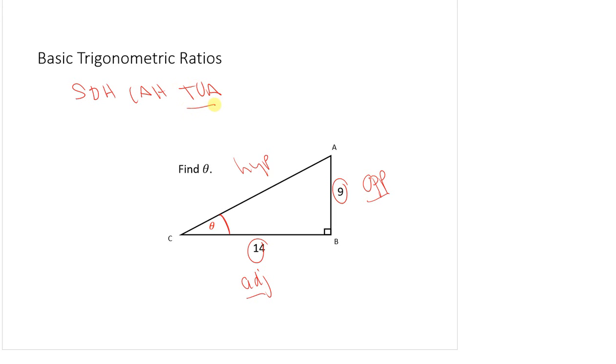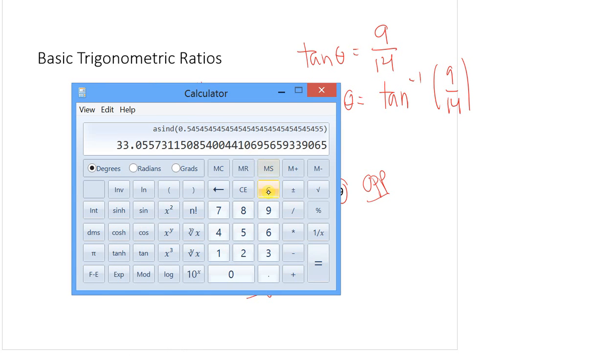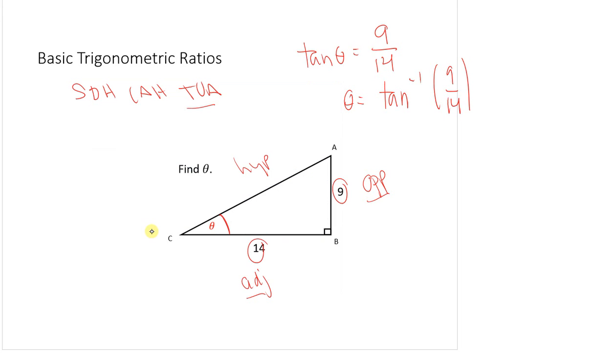So we're going to use, in this case, tan. Tan theta equals 9, which is the opposite side, over 14, the adjacent. Theta equals tan inverse of 9 over 14. Open up your calculator. We're going to add 9 divided by 14 equals, take the tan inverse of that, 32.7. Theta equals 32.7 degrees. Good.